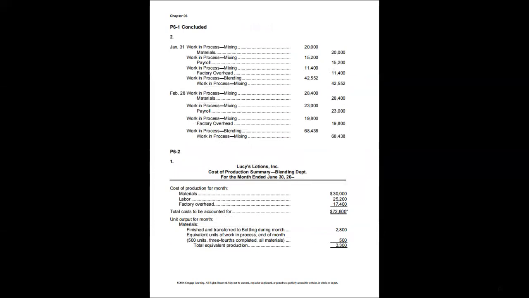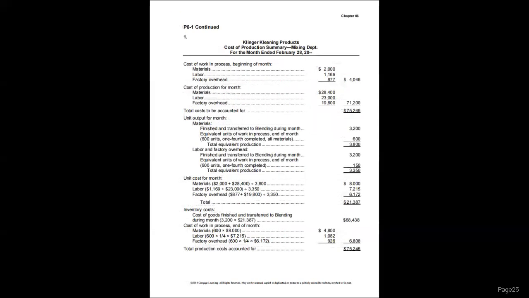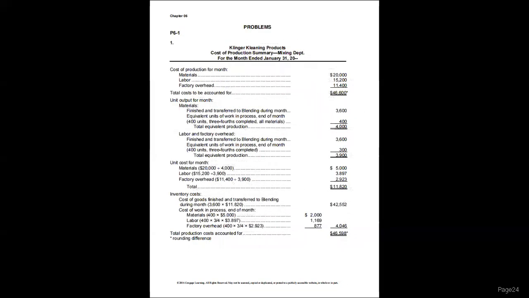Now in 6.1, the second requirement is make the journal entries for each month to record the cost of materials, labor, and factory overhead used in production and the transfer of the units from the mixing to the blending. Now we have for the entries in January 31 and February 28. And by the way, we have the records now shown for the months of January and February.